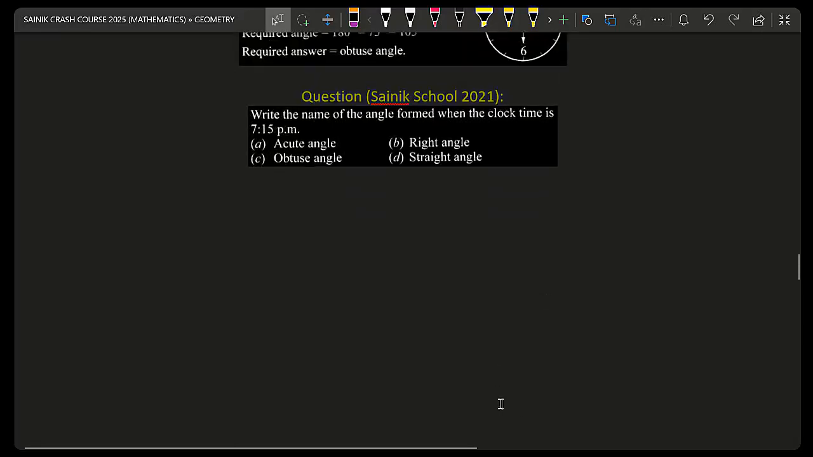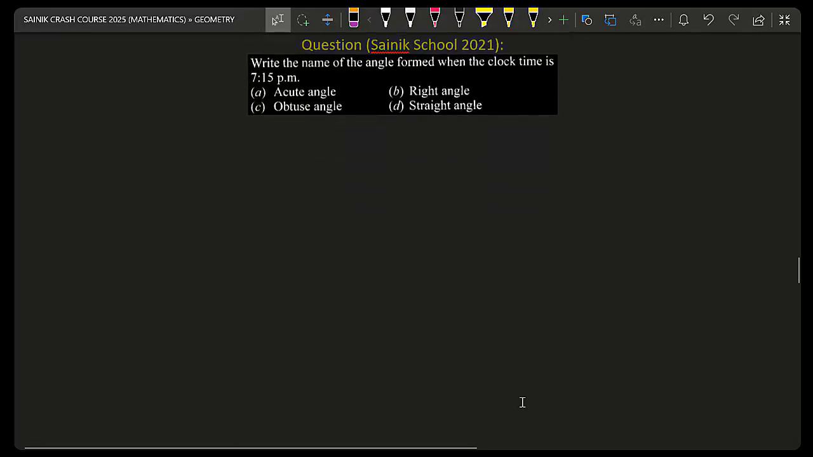Now, in the 2021 exam, you got this question: write the name of the angle formed when the clock time is 7:15 p.m. A similar question, so be ready. I am going to ask the measure also. All of you try this question, whoever is interested. This is the last question of today's class. Who is going to answer? At 7:15 p.m. Meanwhile, I'll draw the figure.